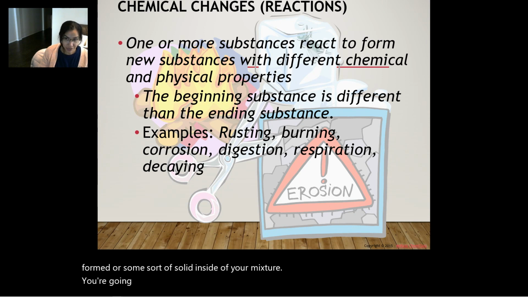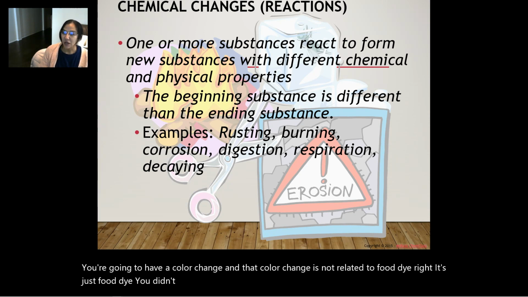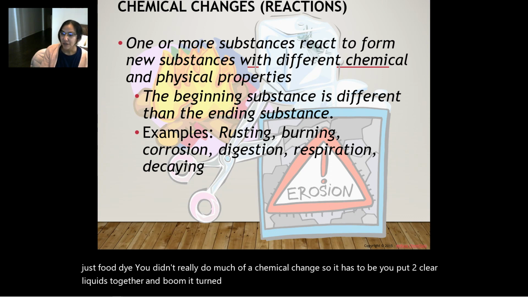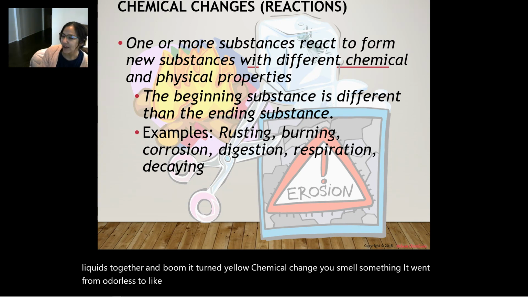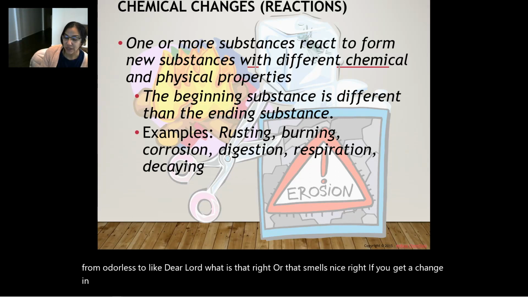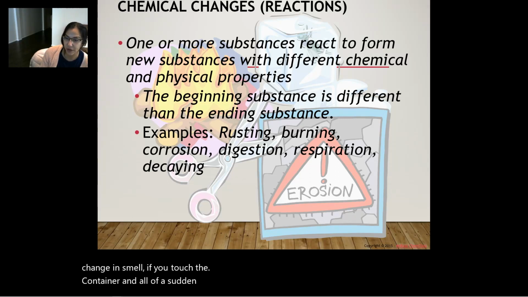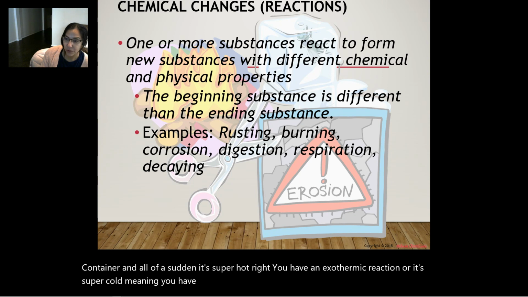You're going to have a color change, and that color change is not related to food dye, right? If it's just food dye, you didn't really do much of a chemical change. So it has to be, you put two clear liquids together and boom, it turned yellow. Chemical change. You smell something, it went from odorless to like, oh dear Lord, what is that, right? Or that smells nice, right? If you get a change in smell, if you touch the container and all of a sudden it's super hot, right? You have an exothermic reaction. Or it's super cold, meaning you have an endothermic reaction. That is also a chemical change.